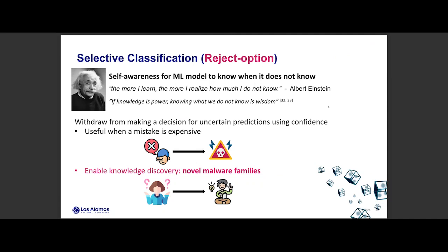So what is the reject option? It is self-awareness for a machine learning model to know when it doesn't know. I really like Einstein's quote here: the more I learn, the more I realize how much I don't know. If knowledge is power, knowing what we don't know is wisdom. If the model can withdraw from making a decision when it's uncertain, it is useful for places where making a mistake is expensive. It's cheaper to tell the user or security expert, I do not know, you have to look at this more carefully. But more importantly, for this domain, it enables knowledge discovery. When your model says, I don't know, that could mean it's a novel malware family.